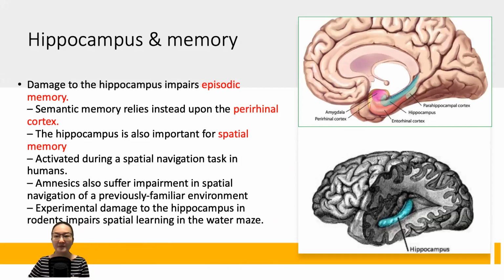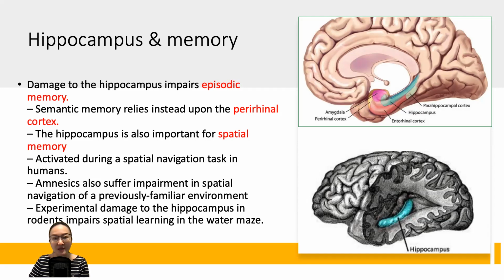Hippocampus and memory. Damage to the hippocampus impairs episodic memory. That means that the person forgets about life events, the times and places. Semantic memory relies instead upon the perirhinal cortex. Here in the picture on the right-hand side, you can see the perirhinal cortex at the bottom.